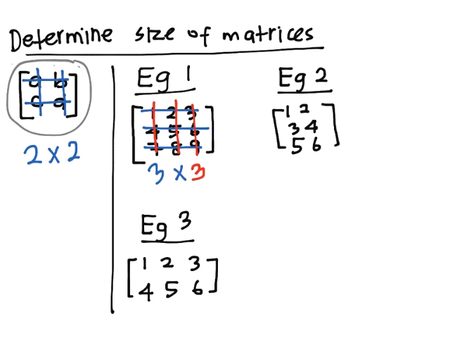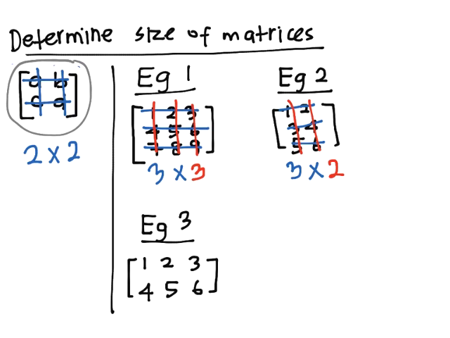Now let us go with the second example. We have 1, 2, 3, 4, 5, and 6. To determine the size of this matrix, the same thing, we count how many rows we have. Rows always go horizontal, so we have 1, 2, and 3 rows, which means 3 by. Now how many columns do we have? Columns go vertically, so we have 1 and 2 columns, which means the size of this matrix is 3 by 2.